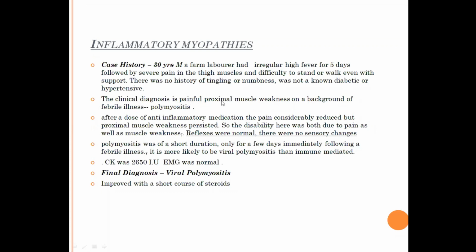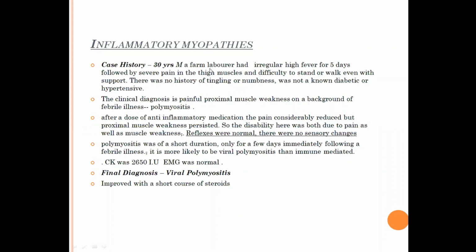The clinical diagnosis is because of the painful proximal muscle weakness with no tingling numbness, possibly polymyositis, and because of the viral fever, the most important diagnosis is a viral polymyositis. Sometimes you wonder whether he's not able to get up from the seat because of the pain, so you give a dose of anti-inflammatory. You can give an injection which reduces the pain, and still the patient has muscle weakness. So then you know that weakness is due to muscle problem, not the pain. Reflexes were normal because in all muscle diseases, till the end stage of muscle disease, the reflexes will be normal. Sensory changes will not be there, obviously.